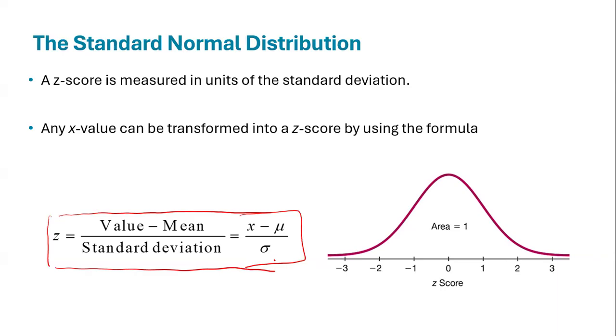And something that we don't have to forget: in every continuous probability distribution, the area under the curve is always equal to 1. And that applies for the standard normal distribution as well.